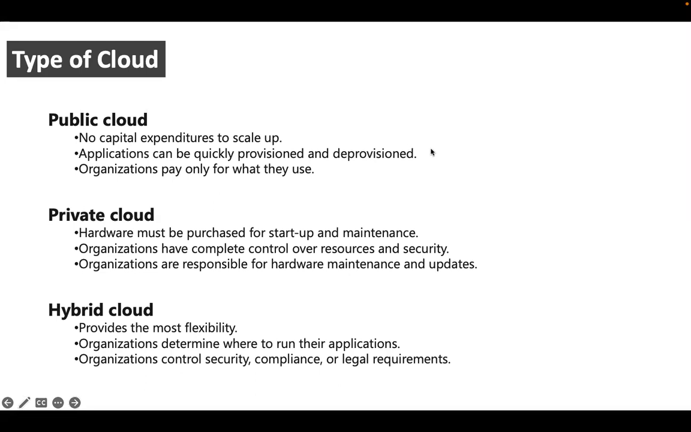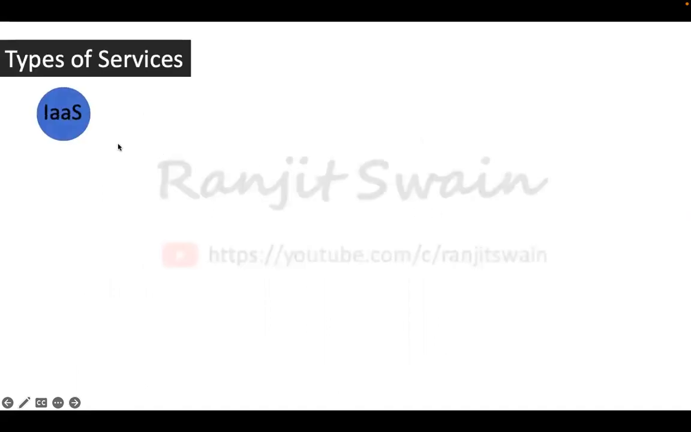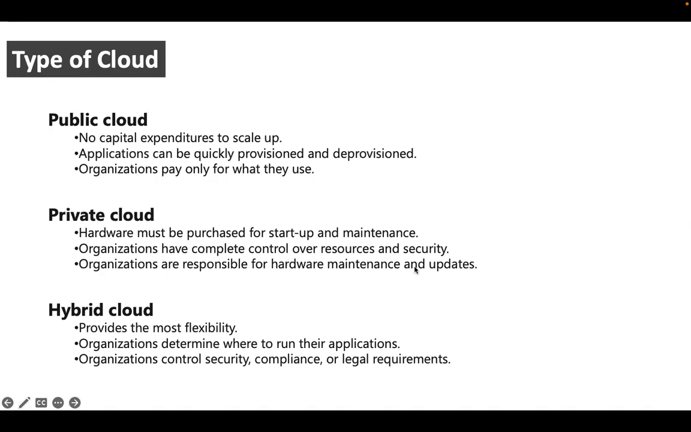And for a private cloud, hardware must be purchased for startup and maintenance. Organizations have complete control over the resources and security. Organizations are responsible for hardware maintenance and updates. So that is the difference between public cloud and private cloud. For private cloud, you have to purchase your infrastructure and set up everything. And you have to do the maintenance also. You have to think about security. You have to think about hardware maintenance and updates for private cloud.